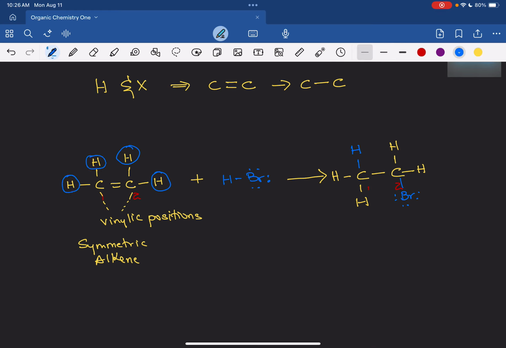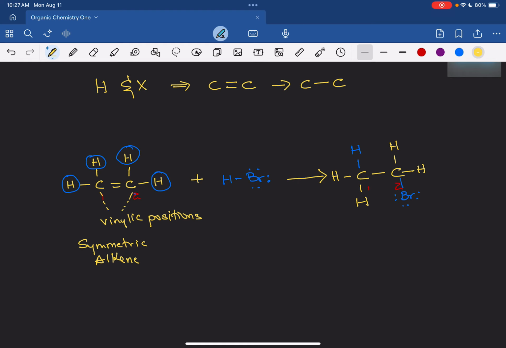So it's symmetric because carbon 2, which is a part of the carbon-carbon double bond, has 2 hydrogens. When I go over here, this carbon also has 2 hydrogens. So this is a symmetric alkene. So when you have a symmetric alkene, the position where you place your hydrogen and your bromine does not matter, right? Let me prove it to you.